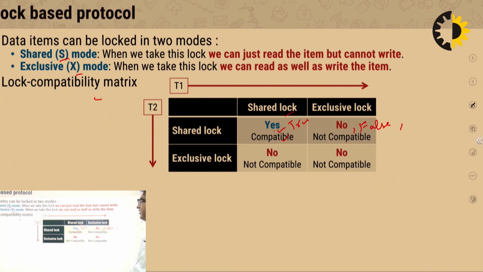Next, if transaction T2 has a lock and T1 wants a lock, then should we allow it? We will see the matrix again. If T2 has an exclusive lock and T1 wants a shared lock, again we will not allow this, so this will not be happening. And again, if T2 has an exclusive lock and T1 also wants an exclusive lock, we will not be allowing this here.